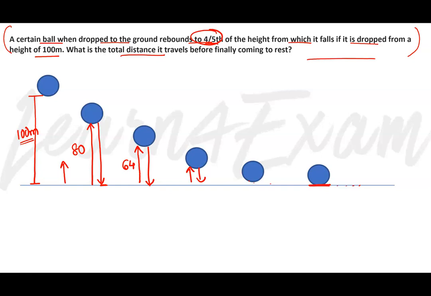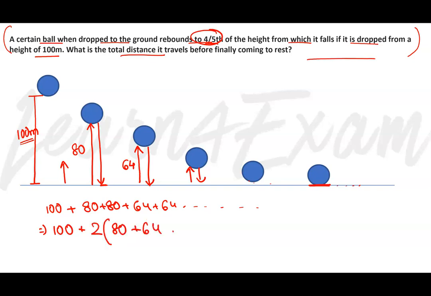Now, how do you solve this question in the longer method? The first distance is 100 meters. Then I have 80 plus 80 plus 64 plus 64 and so on. It goes up till infinity, right? So this would be equal to 100 plus twice of 80 plus 64 and so on to infinity. Now this is nothing but an infinite GP with the first term equal to 80 and the common ratio equal to 4/5, right? So what is the sum of this infinite GP?